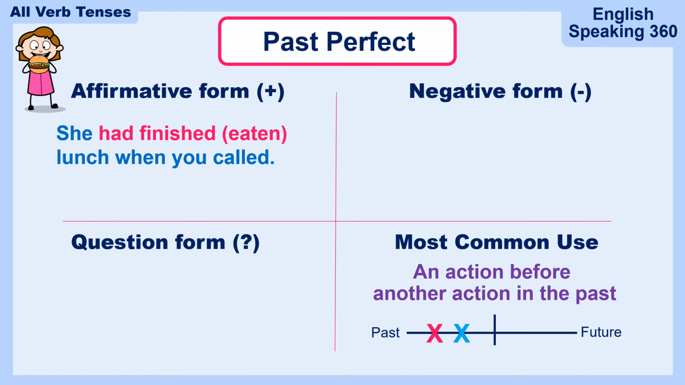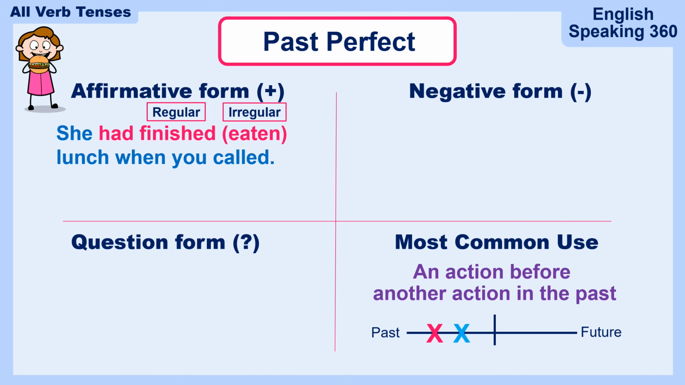Let's take another look at the diagram. You see here you have a pink X. So she finished eating lunch there, and then you called is the light blue X right here. Two separate actions in the past. So like I said, finished is a regular verb and eaten is the irregular verb. Eat, ate, eaten. The third one is the past participle.